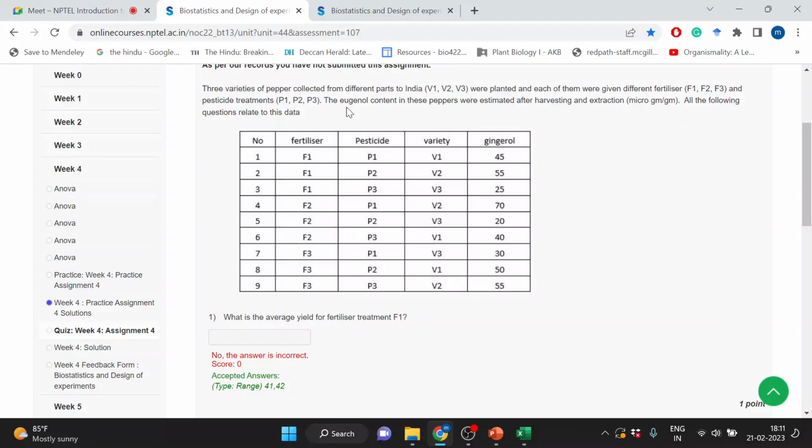Okay. Now, here is a table that you've been given. What people have gone and measured are some gingerol levels in certain plants. It's pepper plants, okay?